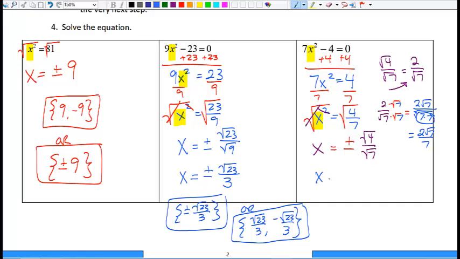So I have x is equal to plus or minus. After I've rationalized the square root of 4/7, I'm getting 2 square roots of 7 over 7. And then I can write that plus or minus 2 square roots of 7 over 7. Or if you really wanted to, you could write it out, both of them.